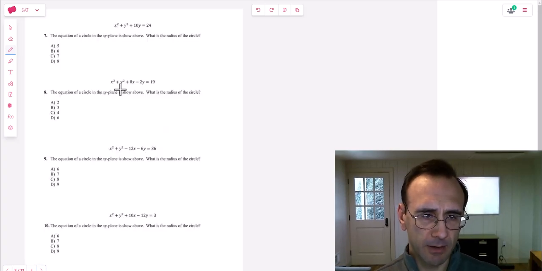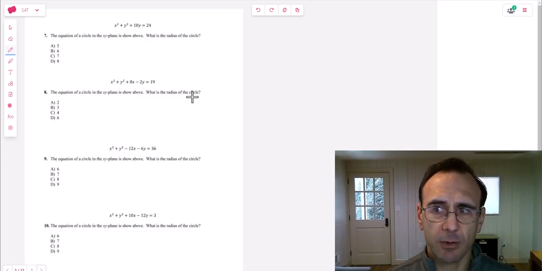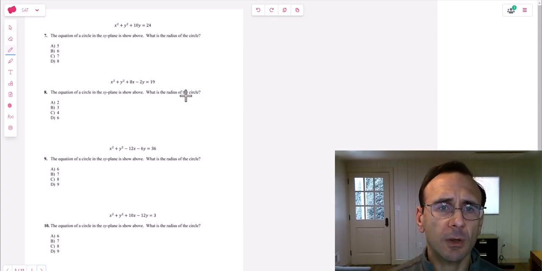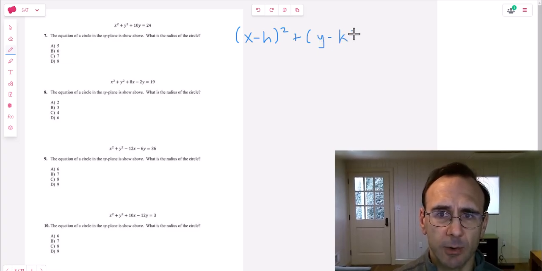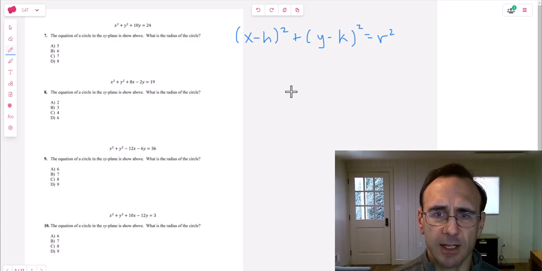Moving on, number 7, a totally different type. So here's the equation of a circle. What's the radius? So the circle equation is one of the few you do have to memorize. It is x minus h squared plus y minus k squared equals r squared, where hk is the center and r is the radius.